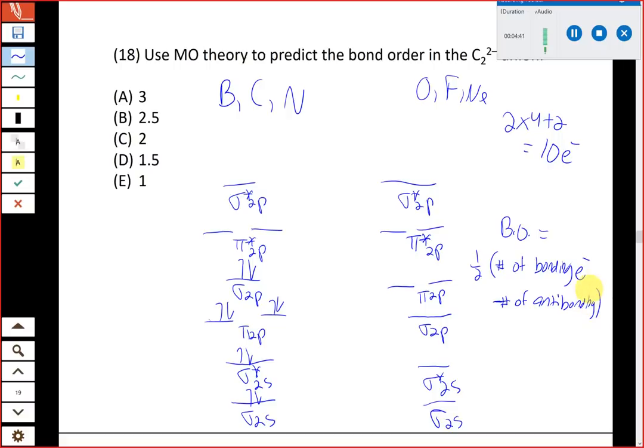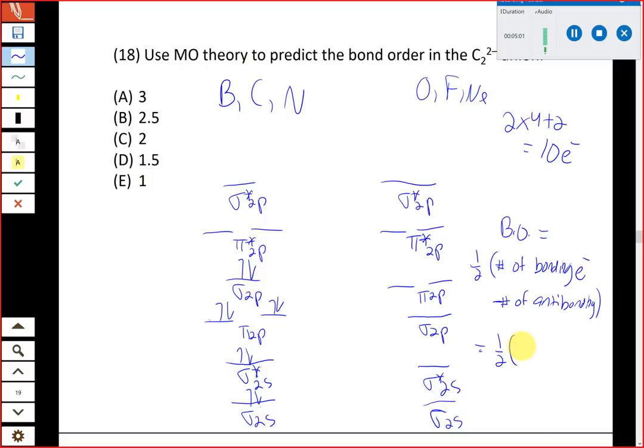So it's bonding minus anti-bonding. For this particular one, it's going to be 1/2. Bonding orbitals are the ones that don't have stars next to them. They're the ones that would be lower in energy than the atomic orbitals they come from. So we're going to have these 2 electrons that are in sigma 2s, and then 4, 6, 8, 6 more electrons that are in the pi 2p and sigma 2p.